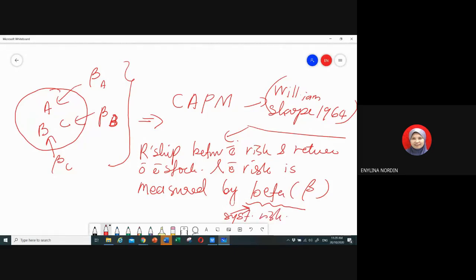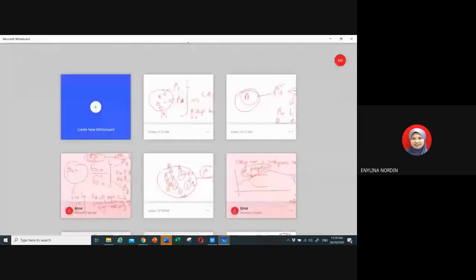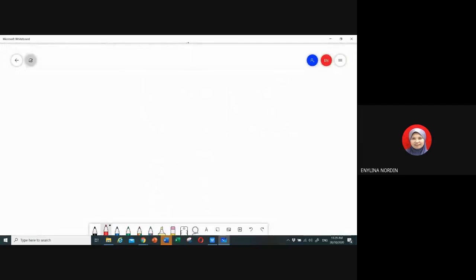Okay, right. Katakanlah kita sekarang nak kira return on stock A sekarang. Kita dah tak guna dah formula expected return tadi, yang probability and so on yang mula-mula kita belajar. Sekarang kita nak apply CAPM. Okay, jadi kita nak apply CAPM, kita nak kira returns on stock A now. Right? By taking into account the beta lah, stock tadi kan.